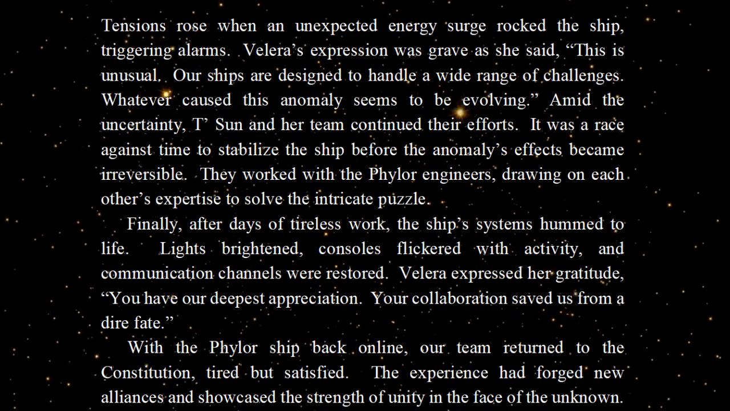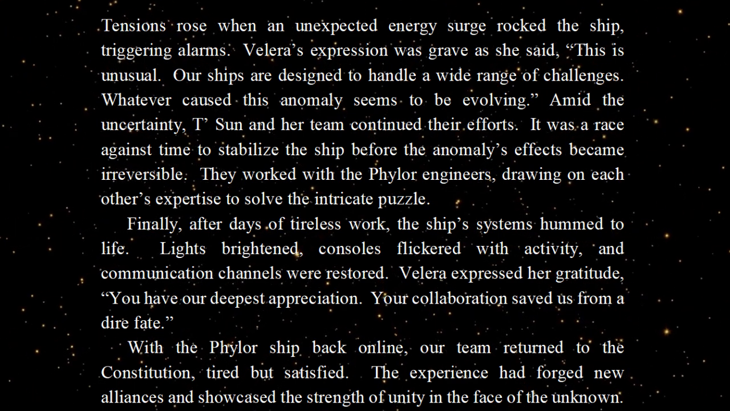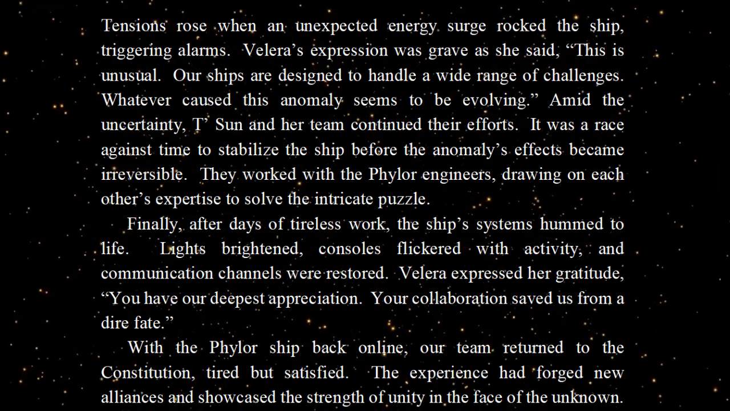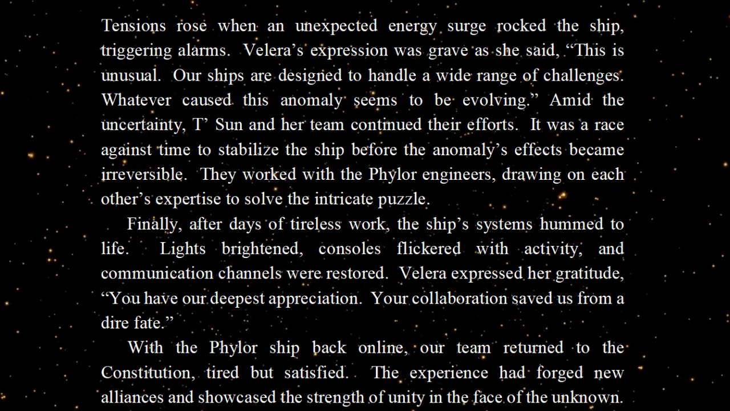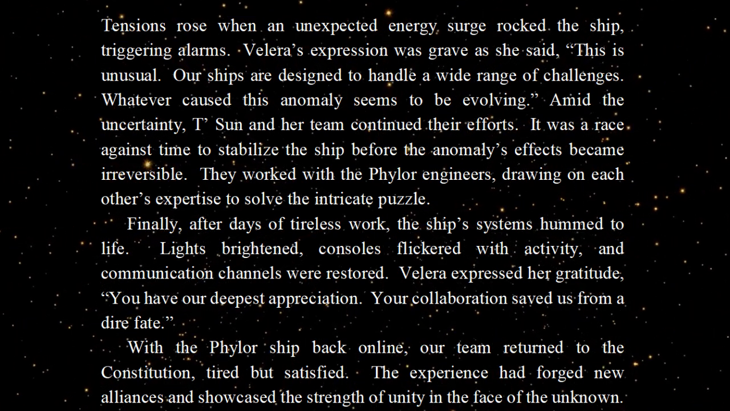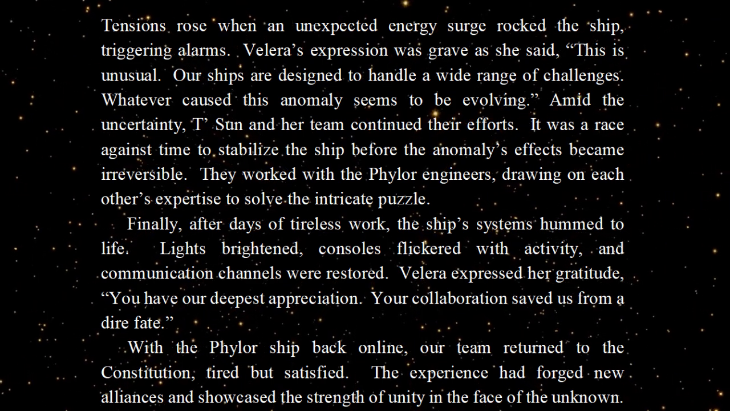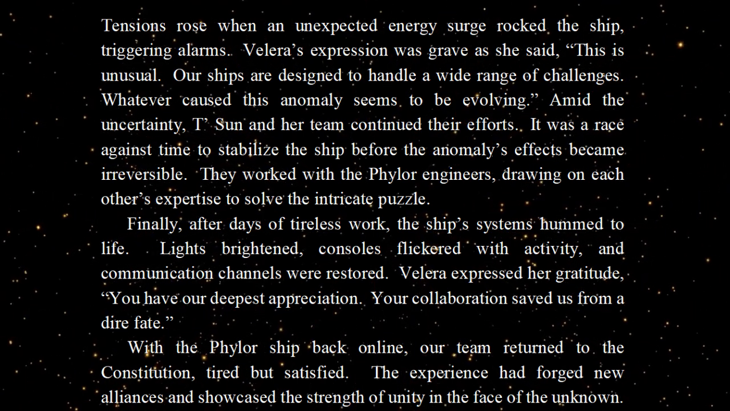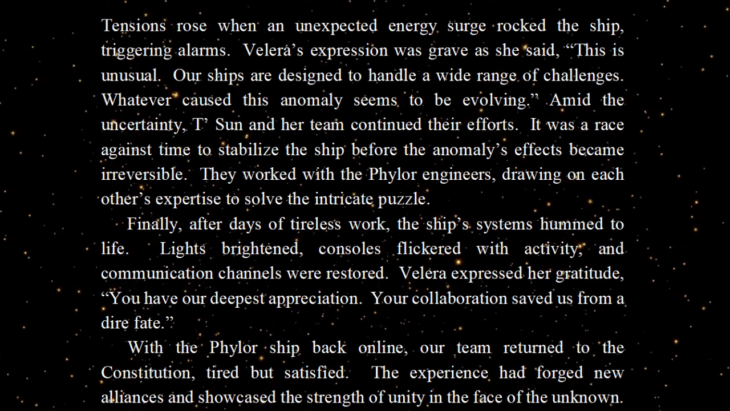Valera expressed her gratitude. "You have our deepest appreciation. Your collaboration saved us from a dire fate." With the Filer ship back online, our team returned to the Constitution, tired but satisfied. The experience had forged new alliances and showcased the strength of unity in the face of the unknown.